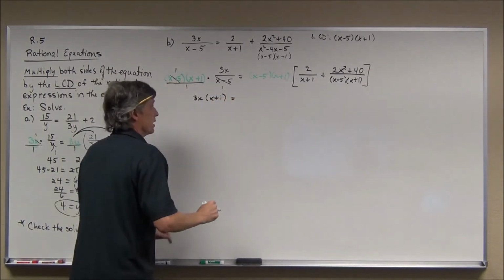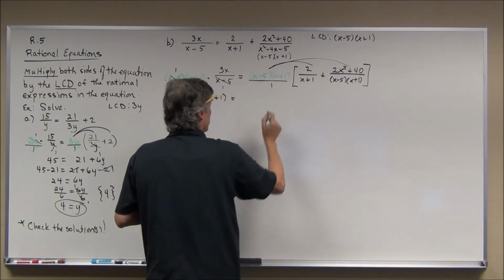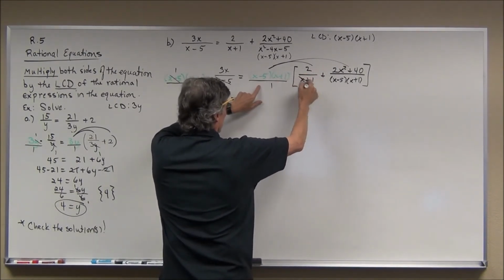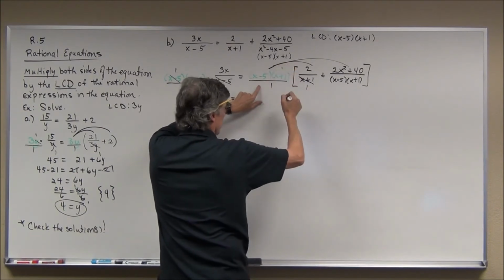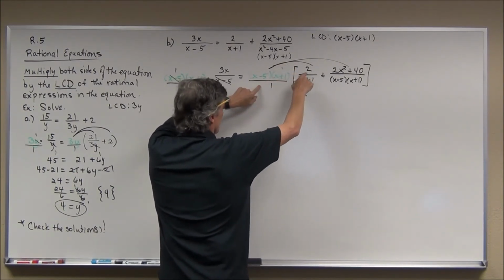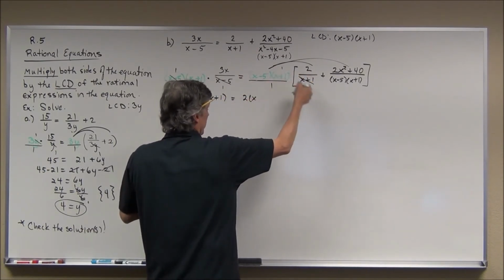Over here on the right side, this is going to be fun. I'm going to have to distribute. I'll put it over 1. When I multiply this times 2 over x plus 1, you see how the x plus 1s are going to cancel? I'm not going to actually cross it out, as I mentioned before. So this is going to be just 2 times the x minus 5, because that would cancel out there.